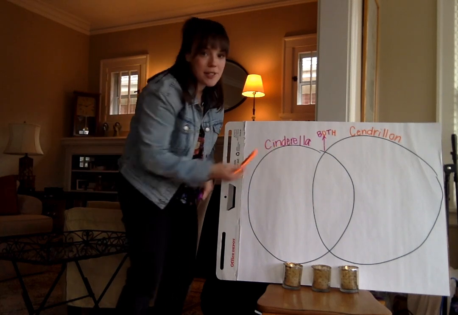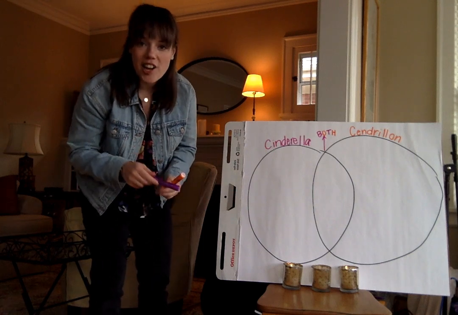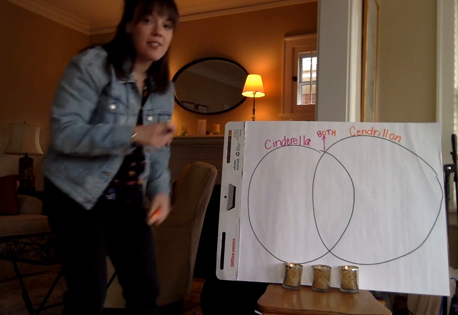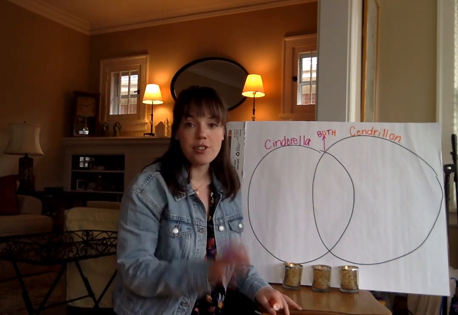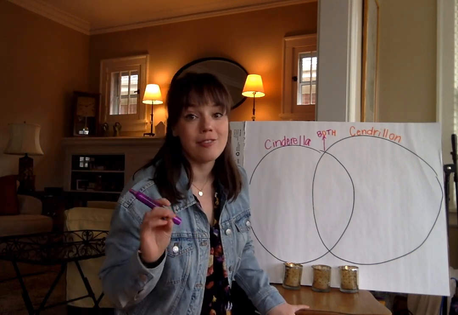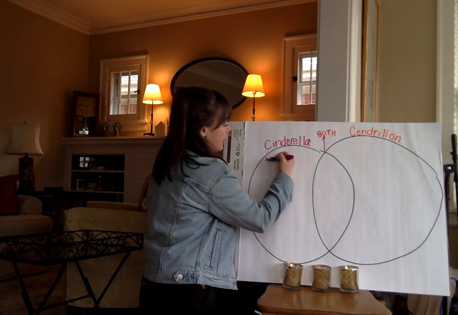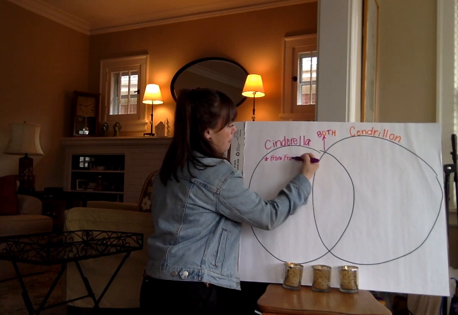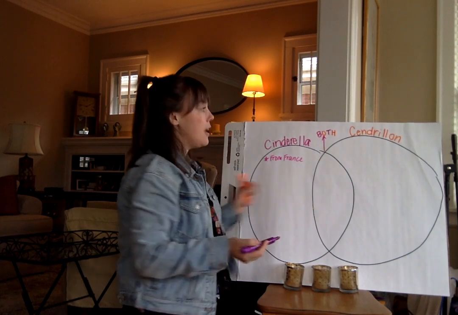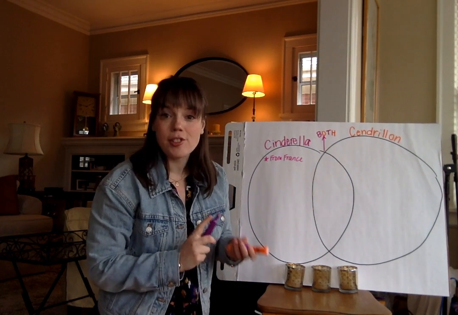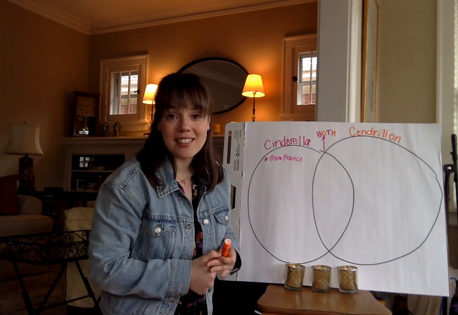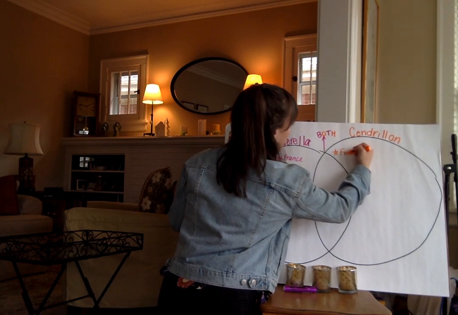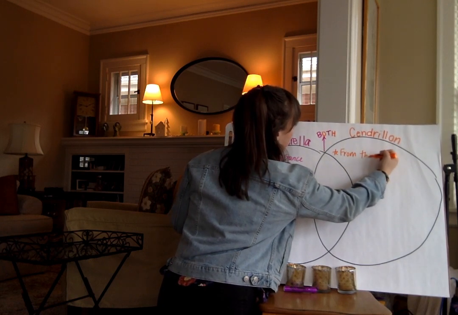So let's think about Cinderella to start. Cinderella, something that I know about her character is that the setting of that story, the original version of Cinderella, takes place in France. So she is from France. Cendrillon, is Cendrillon from France? No, she is from an island in the Caribbean. So I'm going to say she is from the Caribbean.